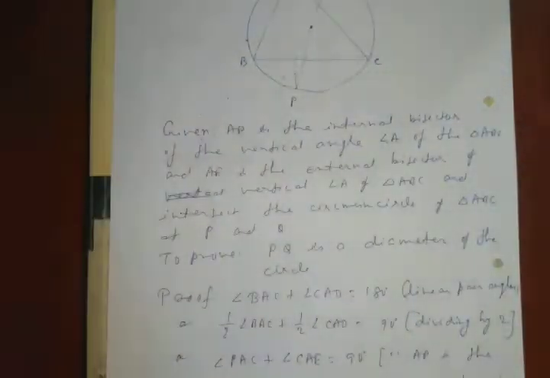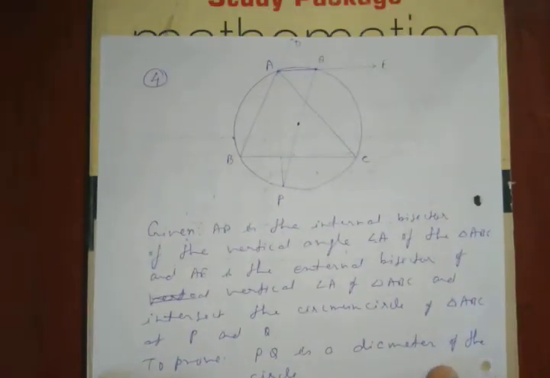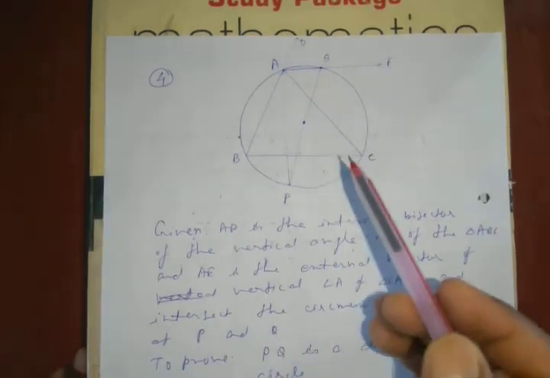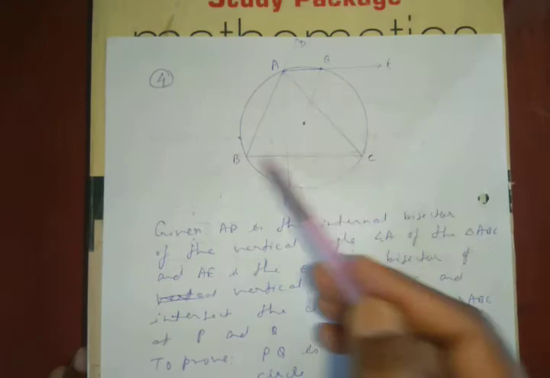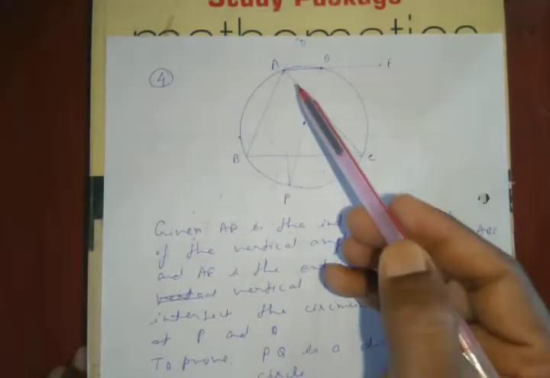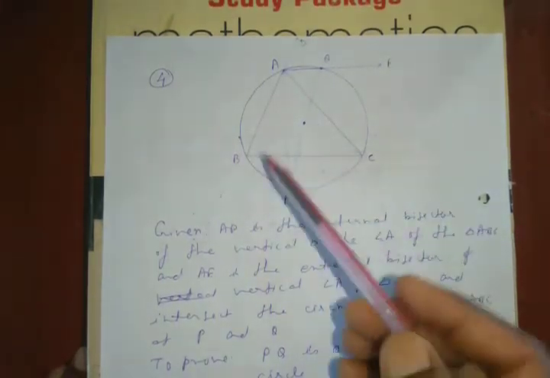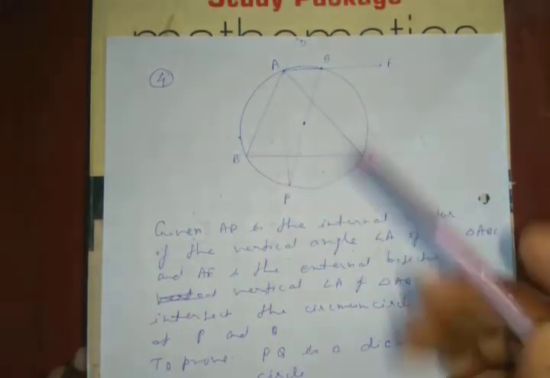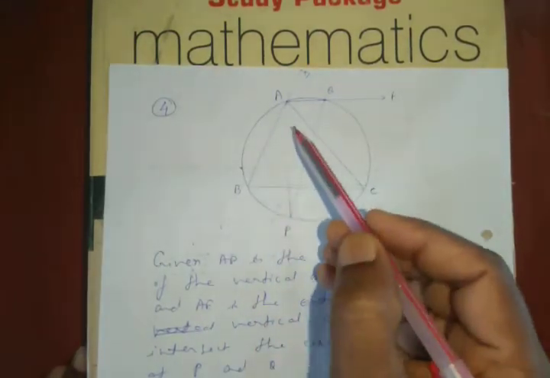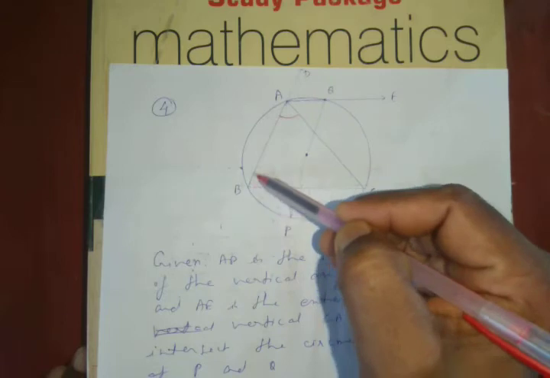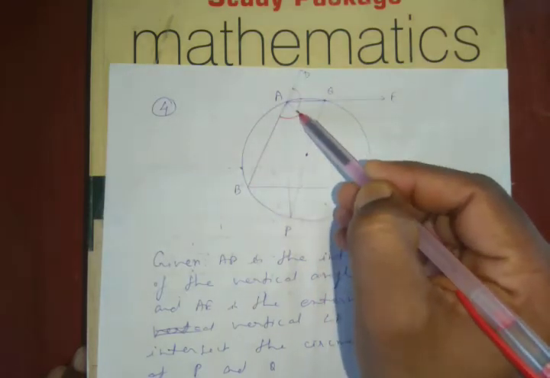This is number 4, and in this number 4 we are given the triangle ABC. We can take any of the angles like A, B or C. So here I have taken angle A, and this is the vertical angle here. So in this angle, this is the internal angle, and when you extend this, then this will be the exterior angle.